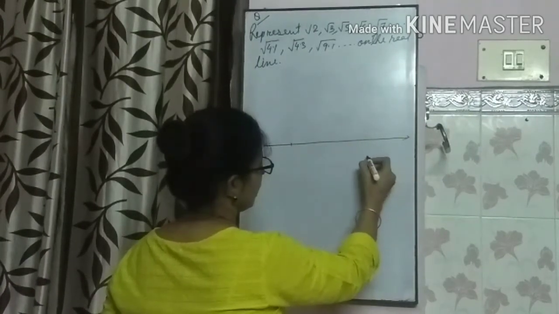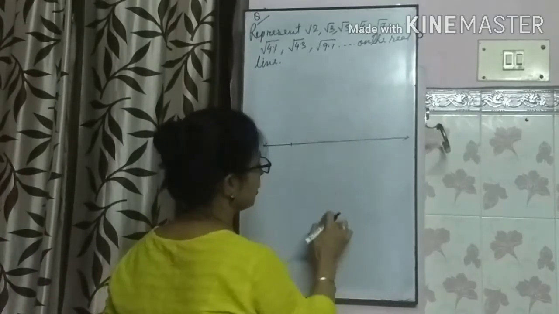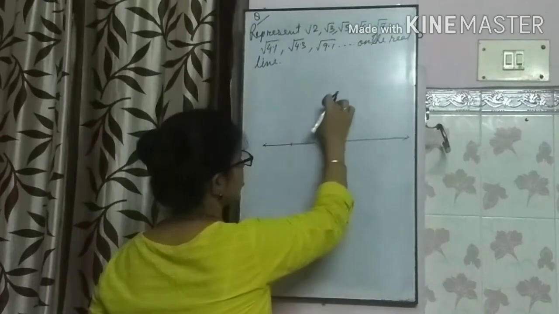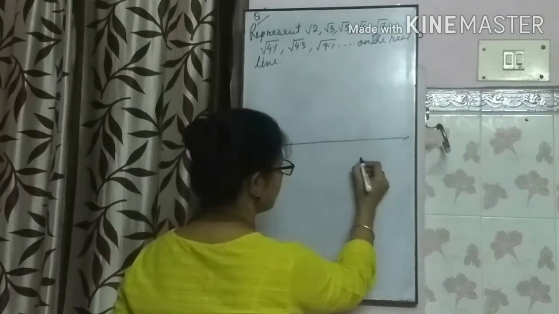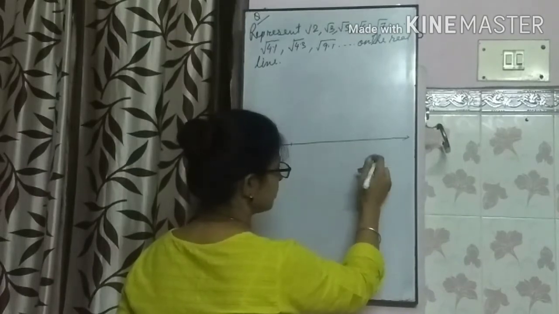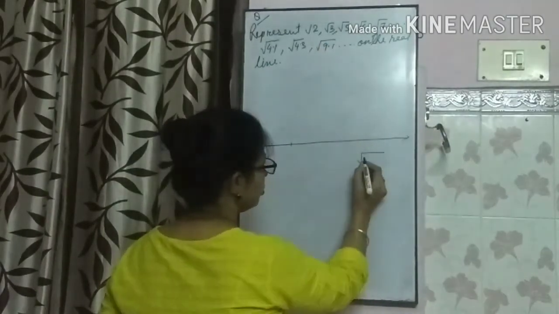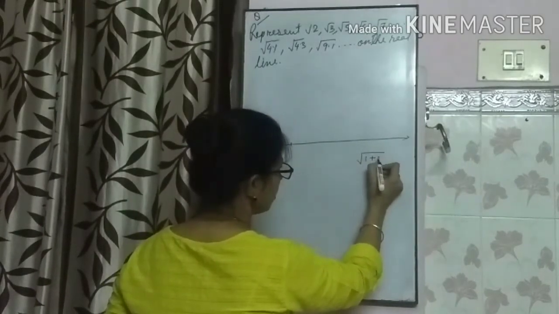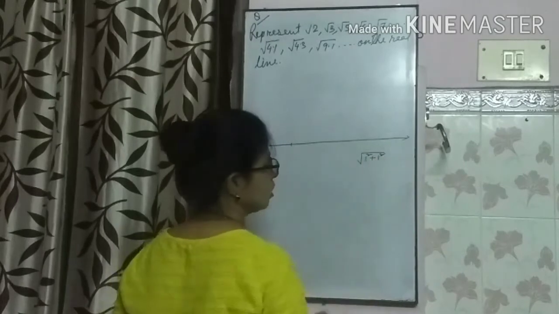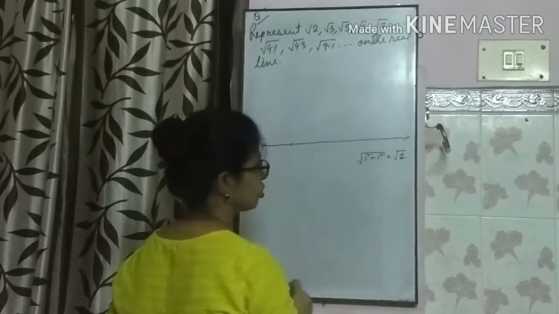Suppose here if I take any point and there another point, that needs to be a right triangle. So this will be the hypotenuse, and for getting this measurement, for getting root 2, we need 1 square plus 1 square. That means it gives you root 2.